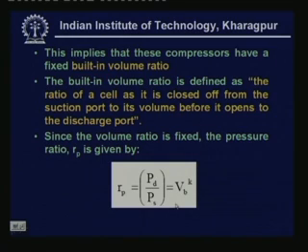Let me summarize this. This implies that these compressors have a fixed built-in volume ratio, and the built-in volume ratio is defined as the ratio of a cell's volume as it is closed off from the suction port to its volume before it opens to the discharge port. This is the definition of built-in volume ratio. Since the volume ratio is fixed, the pressure ratio Rp is also fixed, and this Rp is given by Pd by Ps, where Pd is the discharge pressure and Ps is the suction pressure. This is equal to the built-in volume ratio to the power of K, where K, as you know, is the isentropic index of compression.